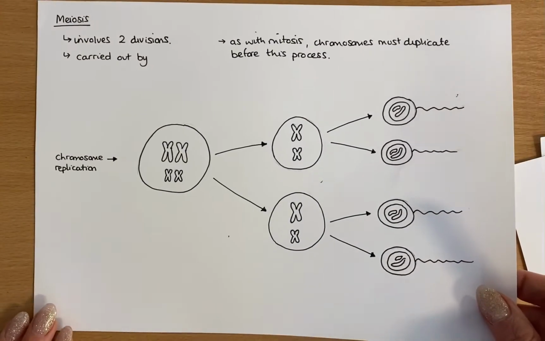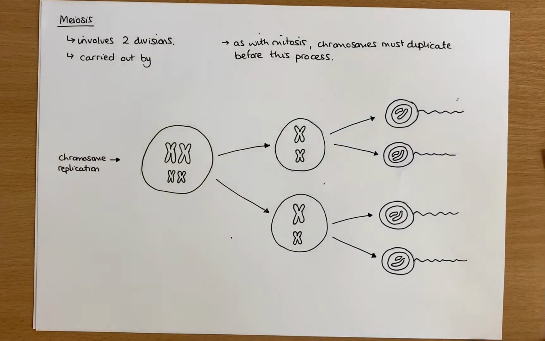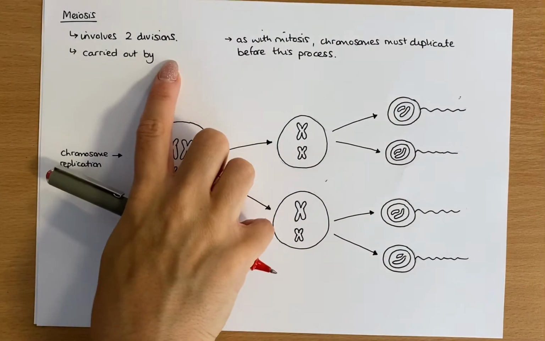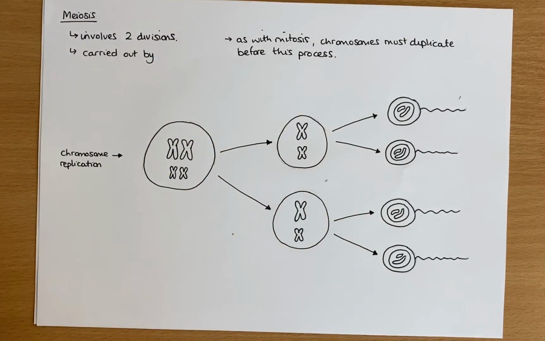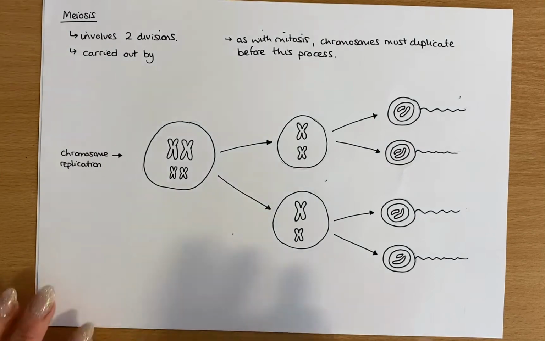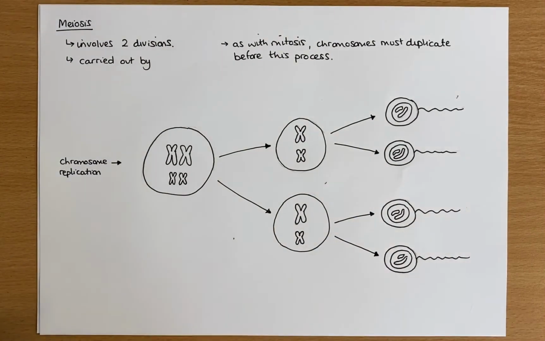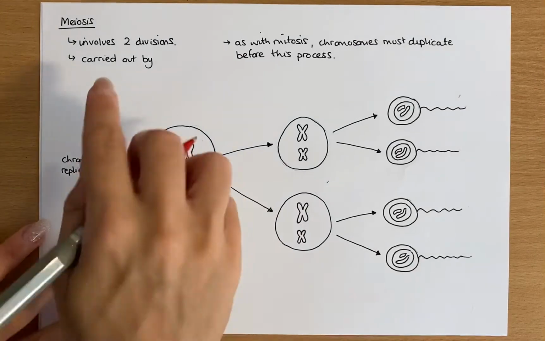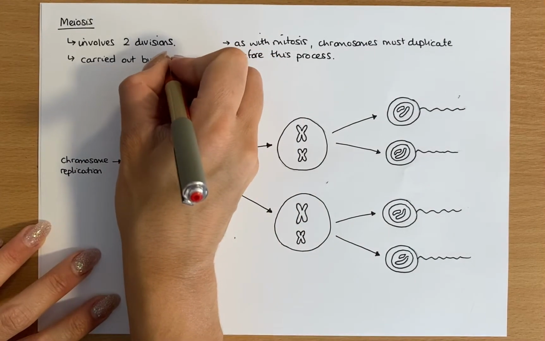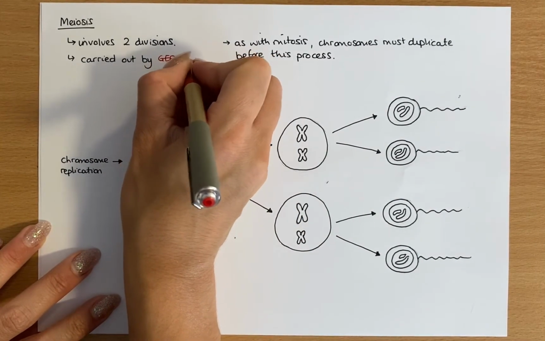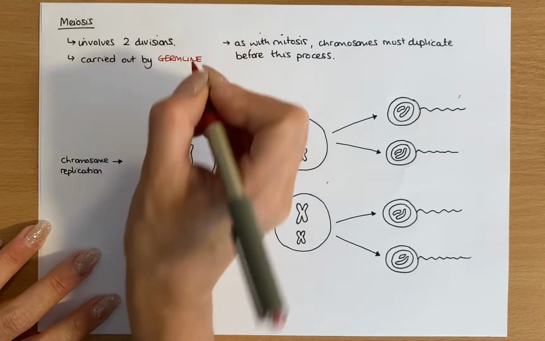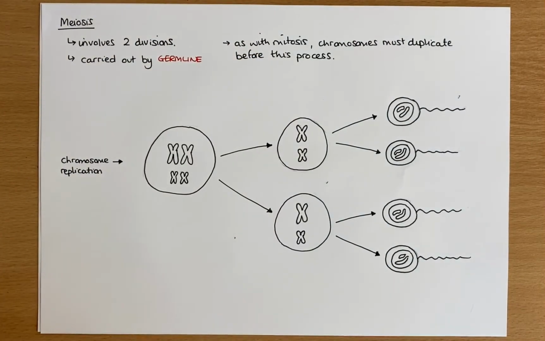Now meiosis is different to this, and you won't need to know it in a huge amount of detail, but there are 2 divisions in this that you will need to know. It involves 2 divisions, and it's only carried out by germline cells. It is not carried out by somatic body cells, because body cells want to maintain their diploid chromosome complement, they want to stay diploid. So it's only carried out by germline cells, and it involves 2 divisions this time.